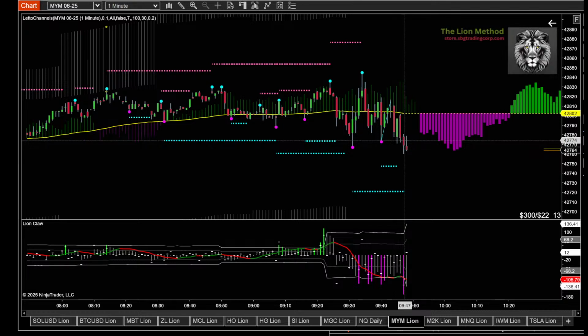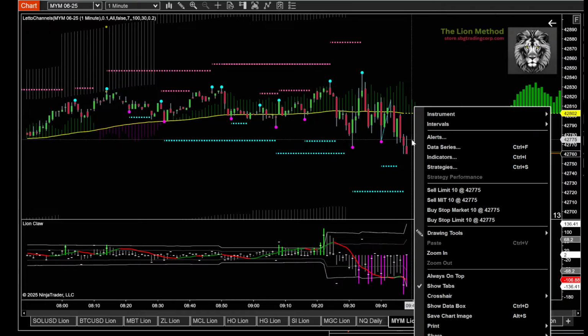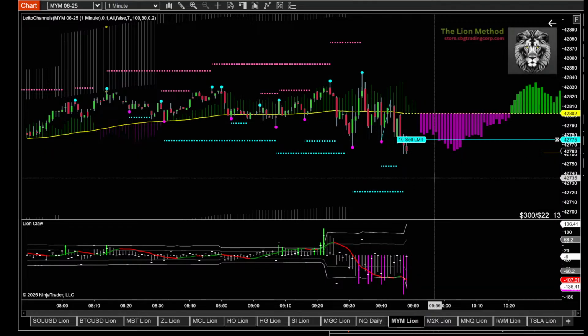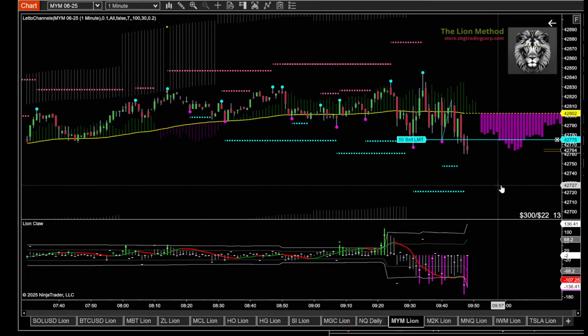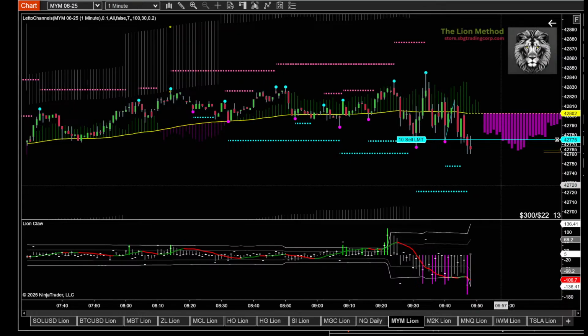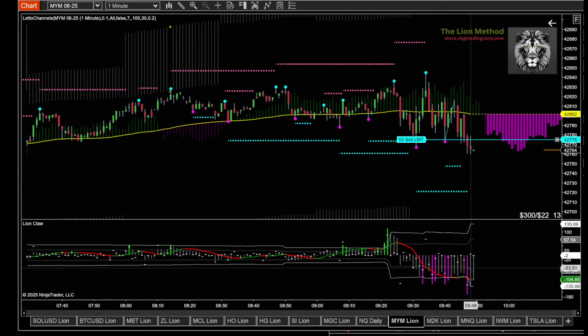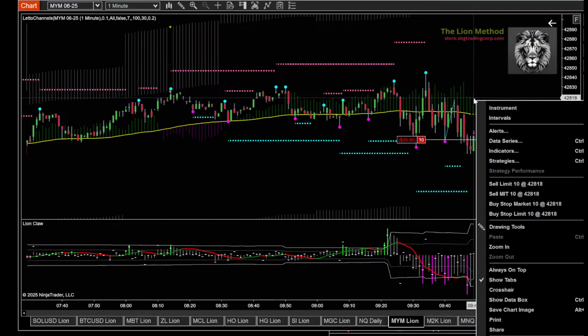This is looking like a strong trend trade. Very strong trend trade. Let's do a sell limit on the MYM. I'm not going to chase it though. I'm going to wait for it to come to me. Net delta is still pretty much negative. We'll put a stop up here. Order filled. All right, we are filled on the MYM.